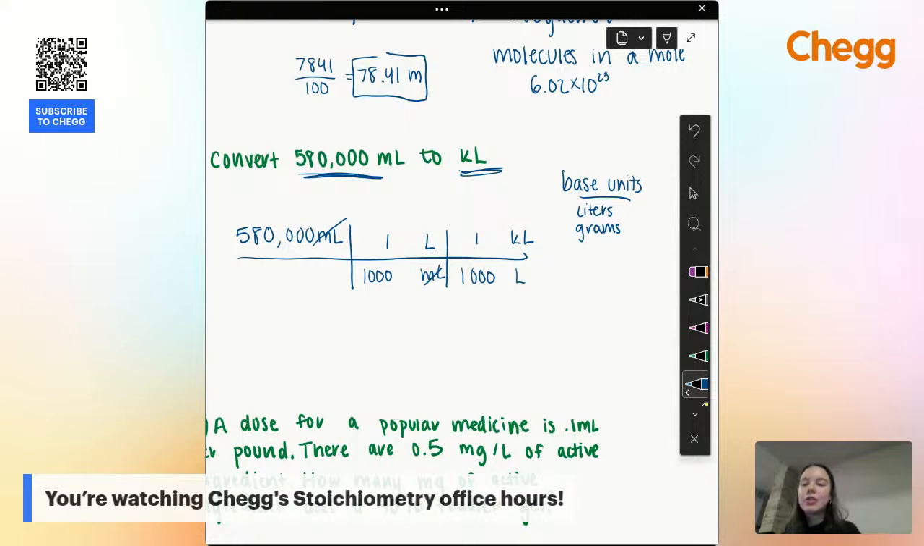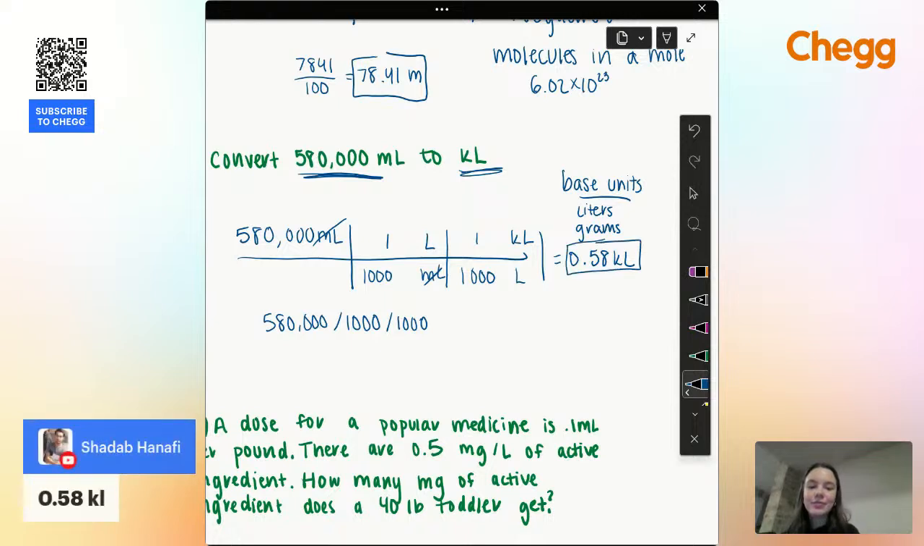So we're going to put 580,000 divided by 1,000 divided by 1,000. So put that in your calculator. Once you get an answer, put it in the chat, and we'll see if you're right or not. After putting that in the calculator, the answer is 0.58 kiloliters. Yes, good job, Shadab. Very good. Okay.